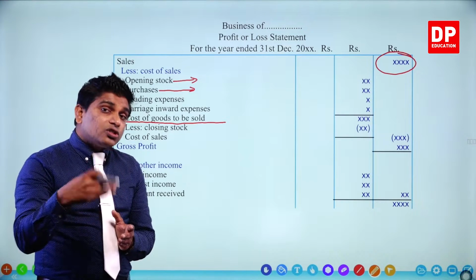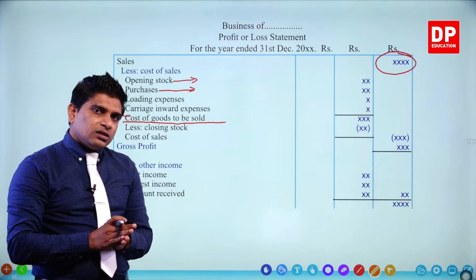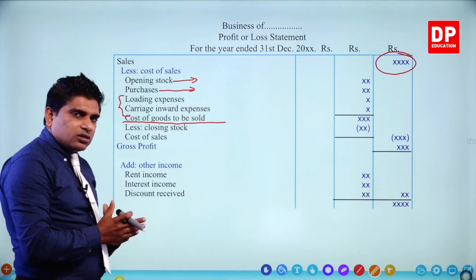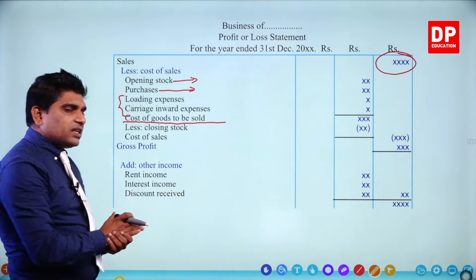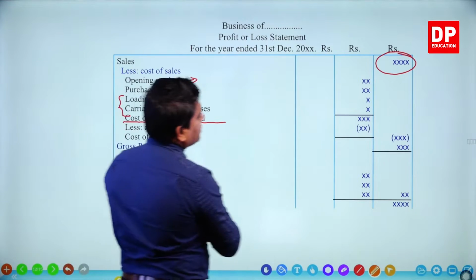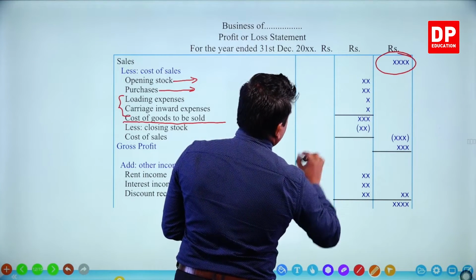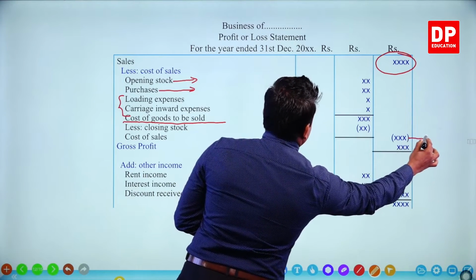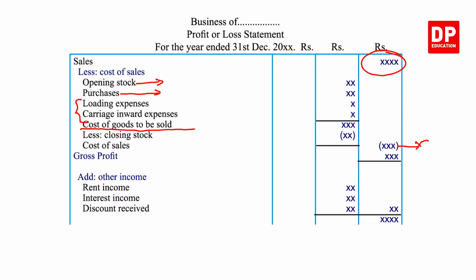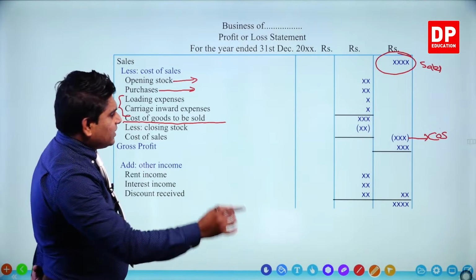Cost of goods to be sold. Then we can subtract closing stock. There you can see the cost of sales. Then this is the closing stock, then cost of sales is this. Cost of sales, COS. Then sales minus cost of sales, then you can see the gross profit.